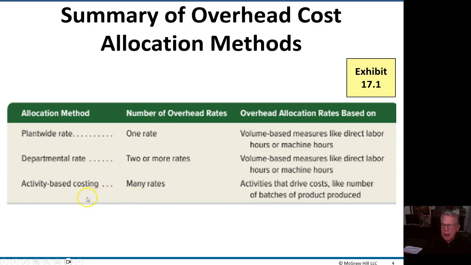Okay. Now, activity-based costing has several rates, and we need to determine what activities drive the costs, like the number of batches of product produced. There's a number of them, which we will get to in this chapter. Okay, let's see how that works. But that doesn't change the amount of dollars in the overhead. The dollars in the overhead are the same, irrespective of what the allocation method is.